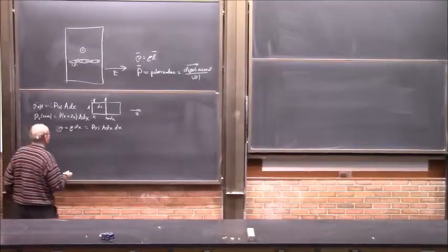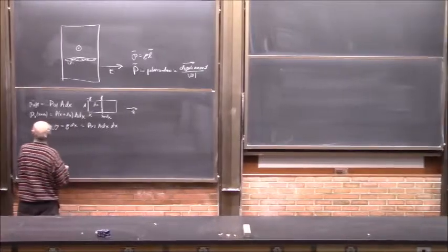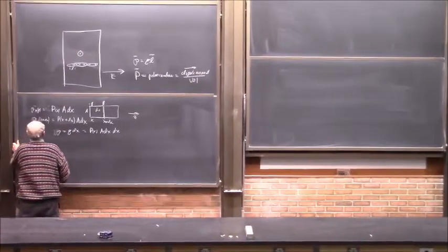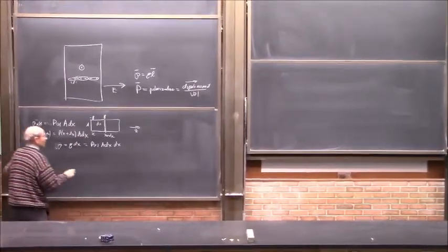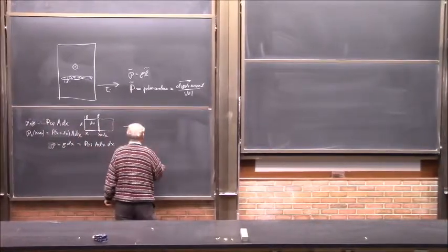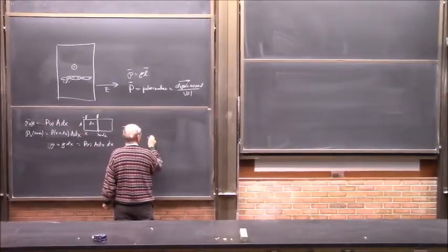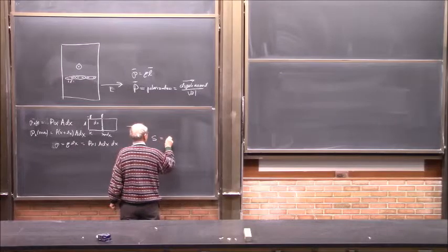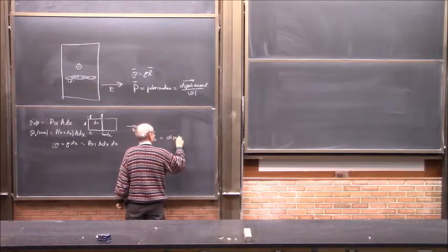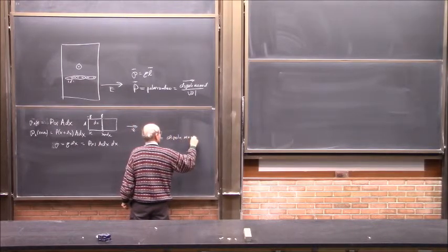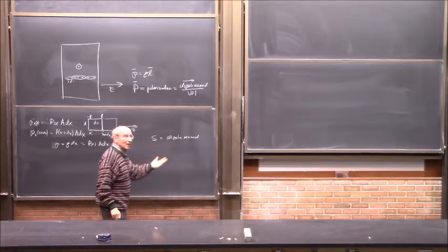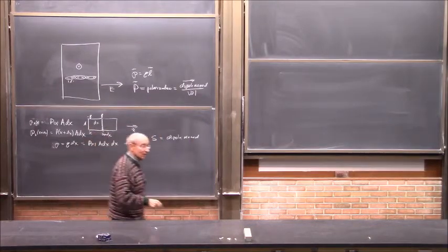Yeah, there's a lot of P's, and they're hard to distinguish them. Okay, so let's change our notation a little bit. Let's let S be the dipole moment instead of little p, and that'll make it clearer.